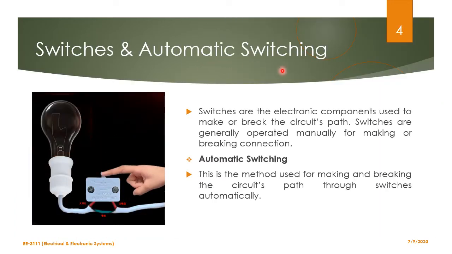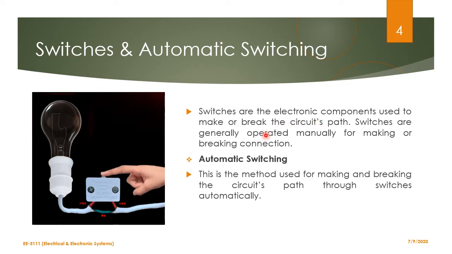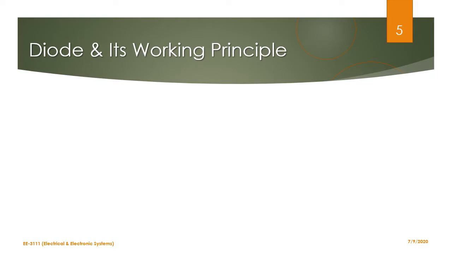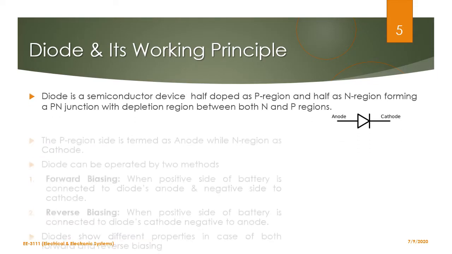Switches and automatic switching. A switch is an electronic component which can make and break the path of a circuit, while automatic switching is a phenomenon in which the switch can make and break the path of a circuit automatically at required times. Diode and its working. A diode is a semiconductor device having half p-doped region and half n region.